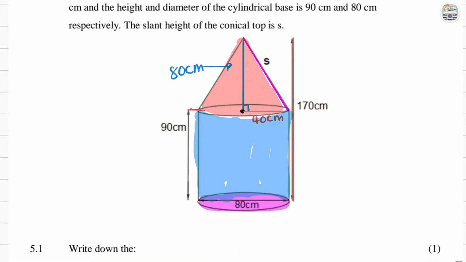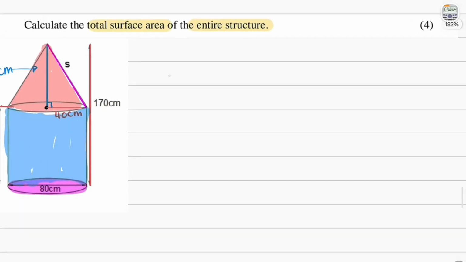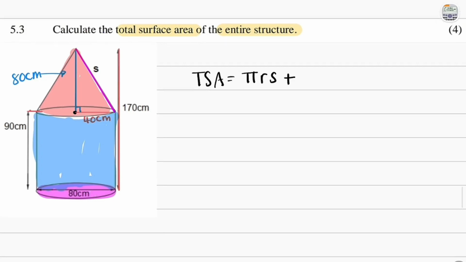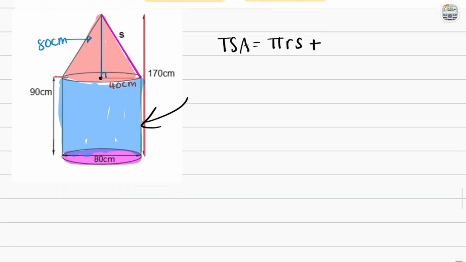So let's go ahead and construct. The total surface area is equal to the total surface area of that body, which was pi r times the slant height, plus the surface area of the circle. But of course, let's just look at the body of the cylinder first.